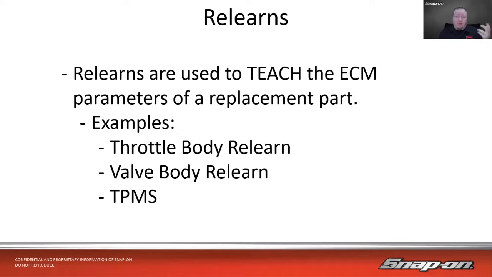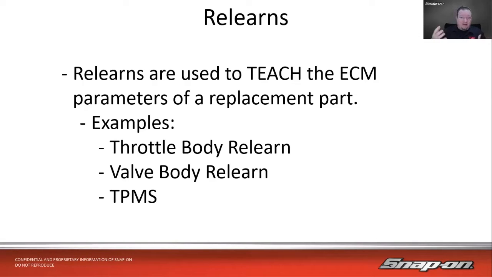So throttle body relearn, right? If I'm on a drive-by-wire vehicle, which pretty much any vehicle nowadays is, the computer needs to know what is the extent of travel. Where is 100% on this particular throttle body? Because they're all going to be just that little bit different, right? So where is 100%? Where is 0%? So it's going to cycle it back and forth and see what is the range of travel.